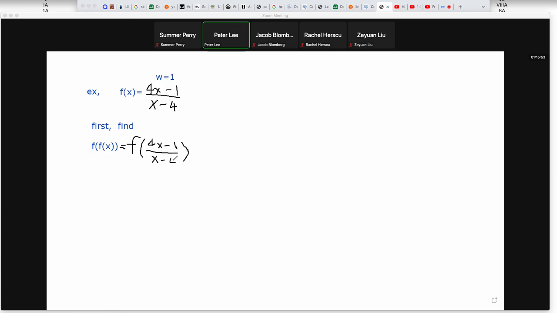So now let's plug that into the function f again. What you get is 4 times x, minus 1, over x minus 4. Now instead of x, we have to plug in this guy, 4x minus 1 over x minus 4. And in the denominator, same thing: inside the parentheses, we need to put 4x minus 1 over x minus 4.